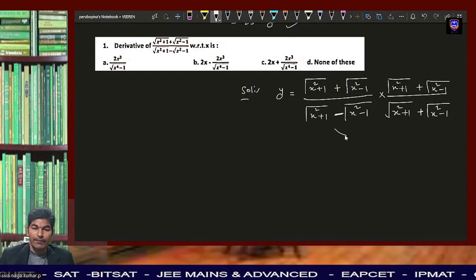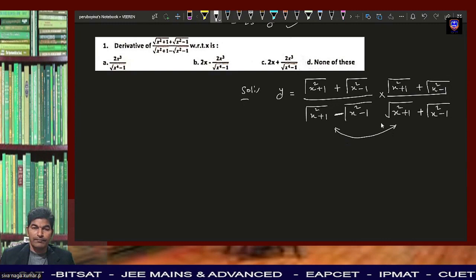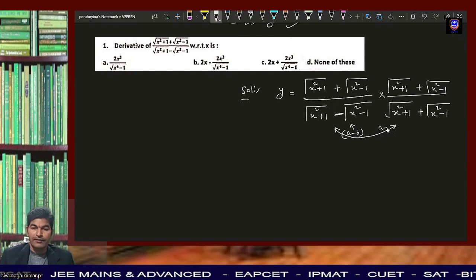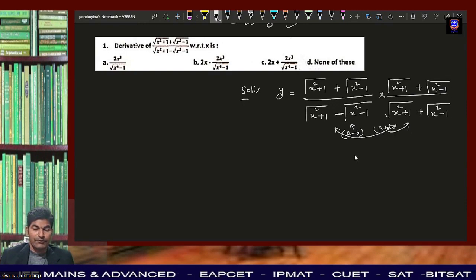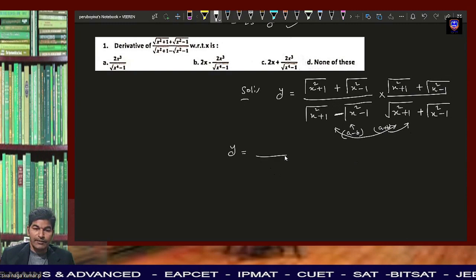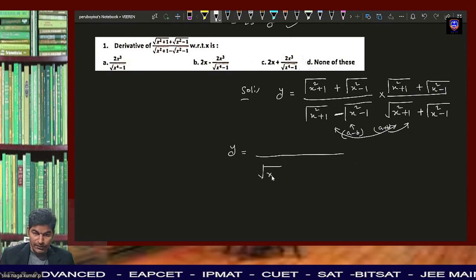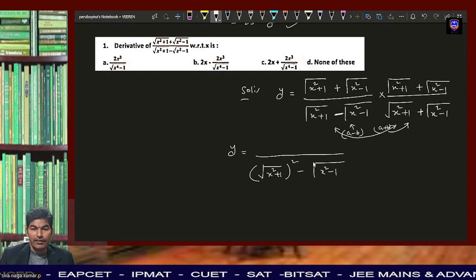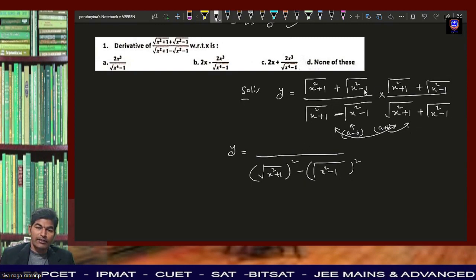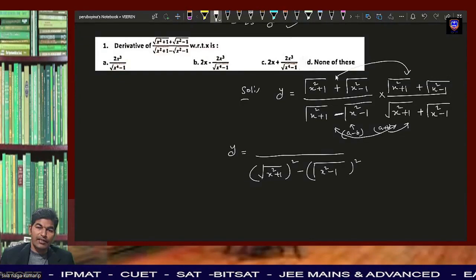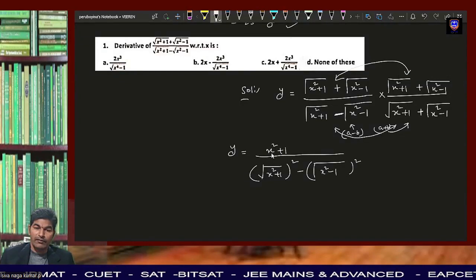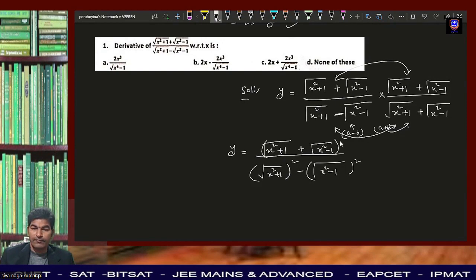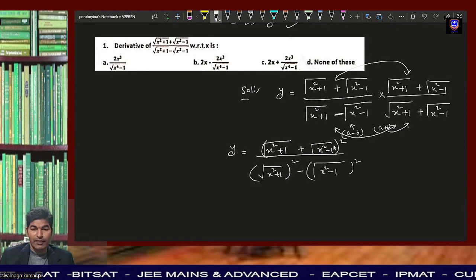Fine. So by observing these two denominators, this looks like a minus b, and this is a plus b, and both are multiplied together. What is that value? a square minus b square. So a square is x square plus 1, whole square, minus b square, x square minus 1, whole square. Okay. Look at the numerator. Both these two things look the same. So you can write the whole square of root of x square plus 1 plus root of x square minus 1, whole square, right? Later we will use a plus b whole square, fine?